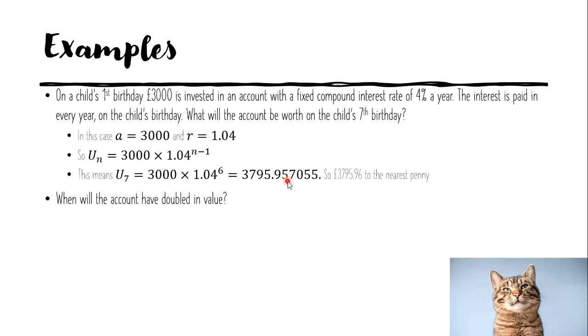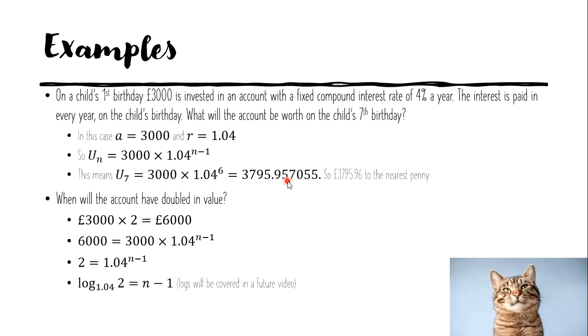When will the account have doubled in value? So we want to find where 6,000 is equal to 3,000 lots of 1.04 to the n minus 1. So divide by the 3,000, so 2 equals 1.04 to the n minus 1. Now we're going to use logs. We've not used this yet in this series. You probably haven't used it at this point in your course if you're up to the point of this video, but you will go over it. So it probably won't make much sense for now, but this is how you do it.